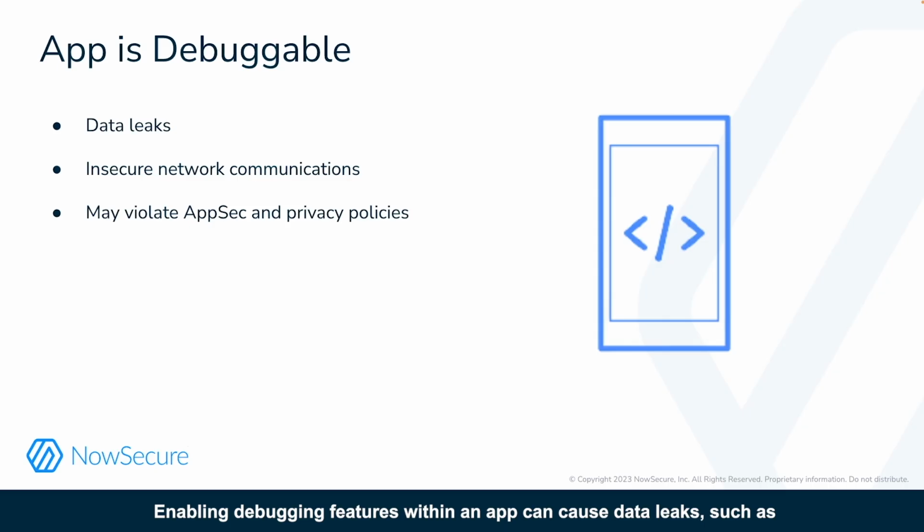Enabling debugging features within an app can cause data leaks, such as extraneous functionality, and insecure network communications, among other issues. Only enable within pre-production code, and be certain it's removed before production to protect against violating security and privacy policies.